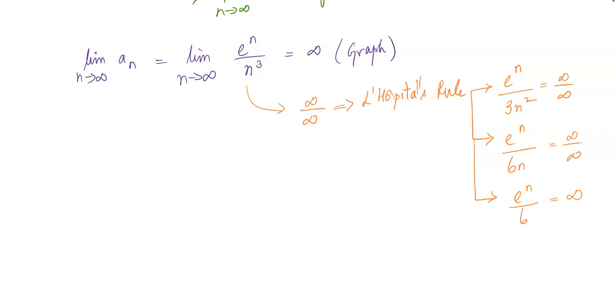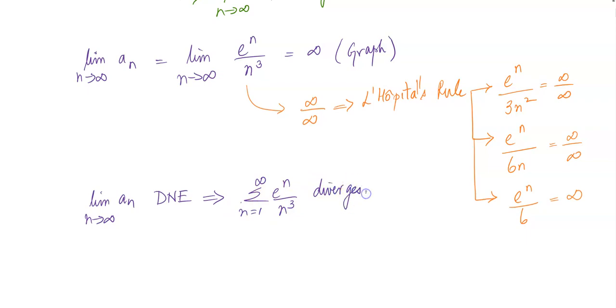Nevertheless, because you got this to be equal to infinity, either from the graph or from L'Hopital's rule, we can then say the limit as n approaches infinity does not exist, which implies by the divergence test that the series, the summation of e power n over n cubed from n equals 1 to infinity, diverges.